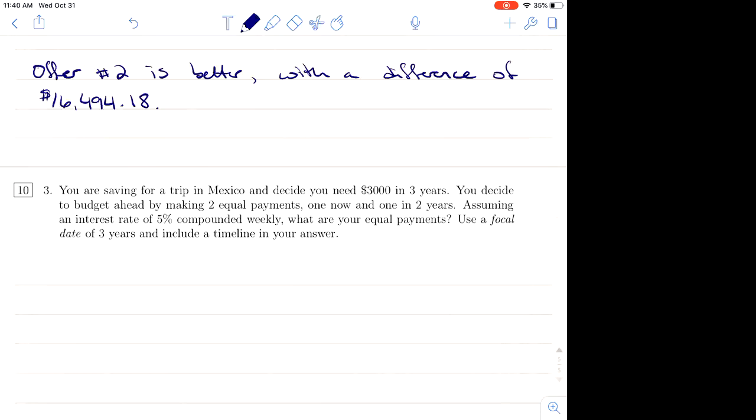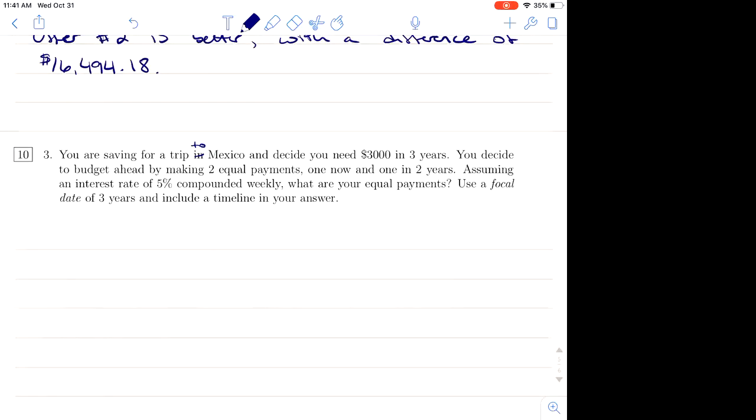So, next long answer question. You're saving for a trip to Mexico and decide you need $3,000 in 3 years. So you're going in 3 years. You decide to budget ahead by making 2 equal payments, one now and one in 2 years. Assuming an interest rate of 5% compounded weekly, what are your equal payments? I tell you, use a focal date of 3 years and include a timeline in your answer, right?